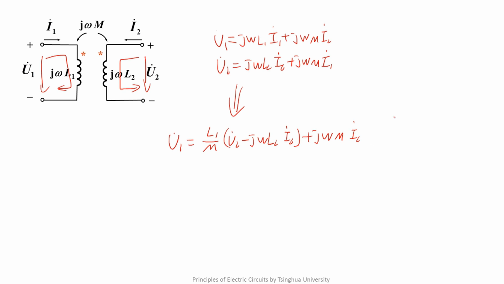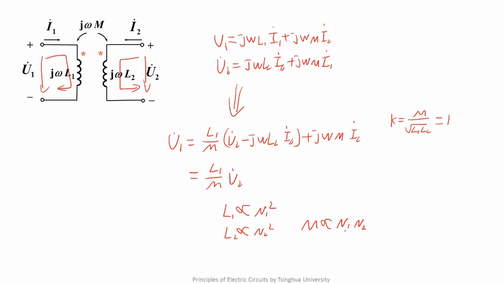Because the coupling factor is 1, that is, so the two items in the equation can be eliminated. Then we can get. In lecture 77, we said that the self-inductance is proportional to the square of the number of turns, and the mutual inductance is proportional to the product of the number of turns of two coils. Thus, L1 over M equals N1 over N2. We define N1 over N2 as the turns ratio, denoted by n.